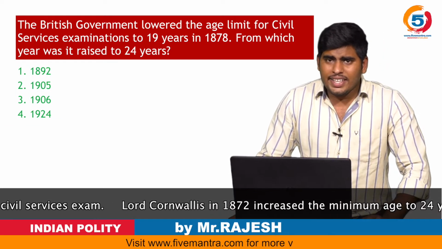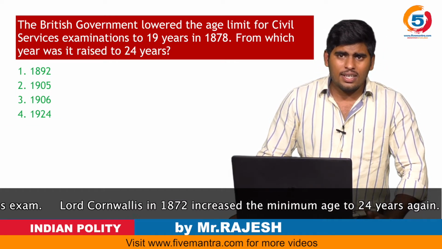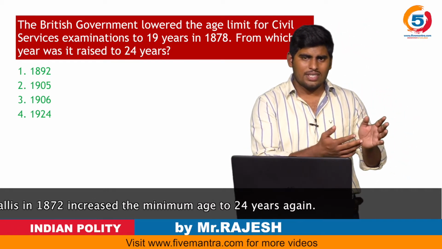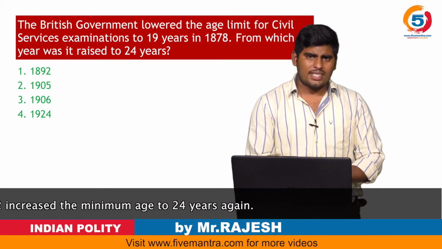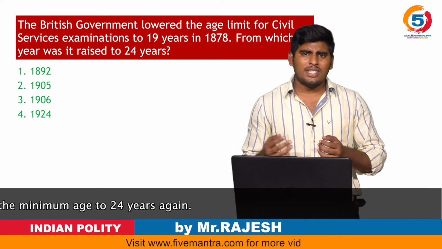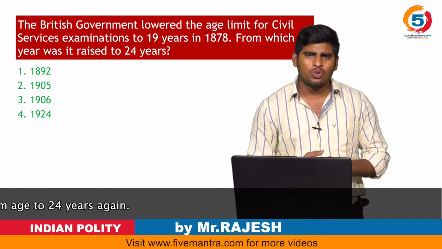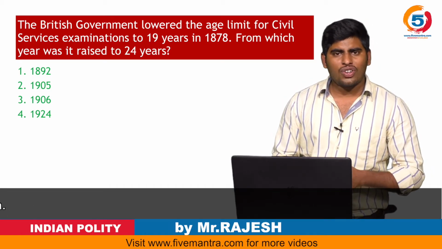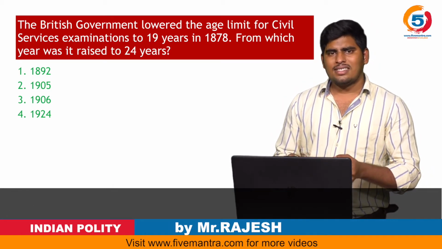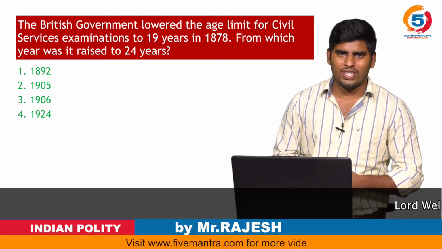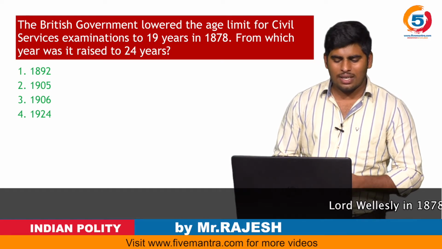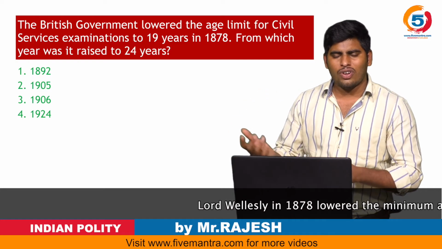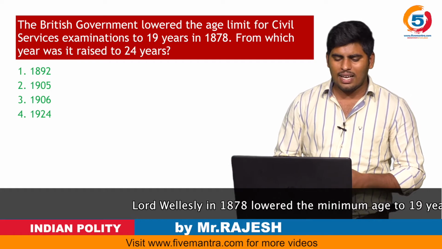It was under the rule, the governor generalship, of Lord Warren Hastings that the minimum age to take up the civil service exam was decreased to 19, and under the reign of Lord Cornwallis this age limit was increased to 24 years. So you can directly come to the conclusion that you can take up the age of Lord Cornwallis, and you can get the answer.